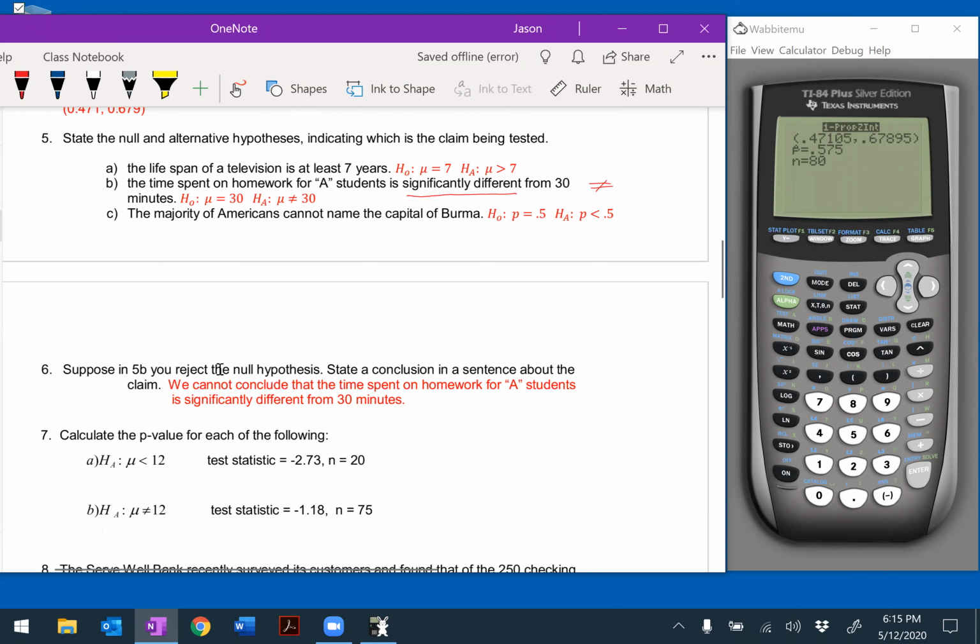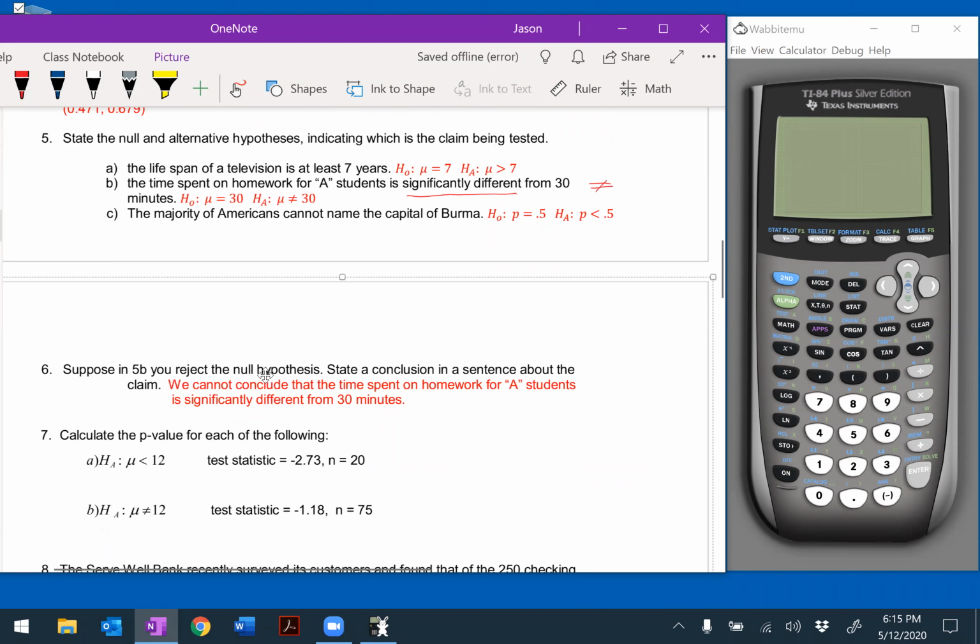Okay, suppose you reject the null hypothesis, state the conclusion. We cannot conclude, this might be wrong. We cannot conclude that the time spent on homework for A students is significantly different from 30 minutes. Suppose in 5B you reject the null. Okay, I reject the null. State the conclusion in a sentence about the claim. The time spent on homework for A students is significantly different. That's the claim. Okay. So, no, that should not be cannot.